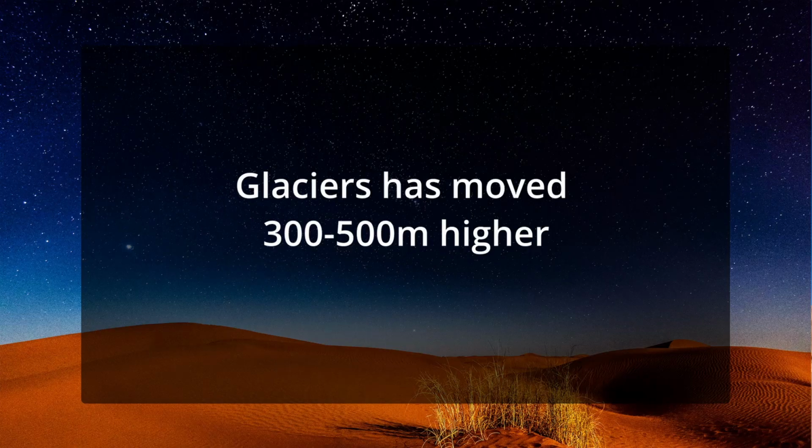Due to less rain in the Nival glacial zone over the last 100 years, the equilibrium line of glaciers has moved 300 to 500 meters higher. Due to human activity, the forest cover in the lower zone has diminished significantly.